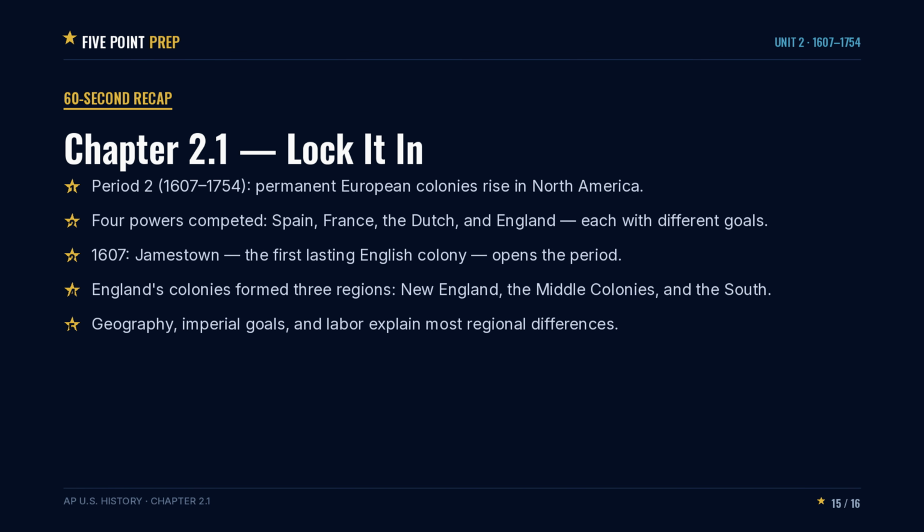60-second recap. 1. Period 2, from 1607 to 1754, is when permanent European colonies rise in North America. 2. 4 powers competed: Spain, France, the Dutch, and England, each with different goals. 3. In 1607, Jamestown, the first lasting English colony, opens the period. 4. England's colonies formed 3 regions: New England, the Middle Colonies, and the South. And 5. Geography, imperial goals, and labour explain most of the differences between them. Lock it in.